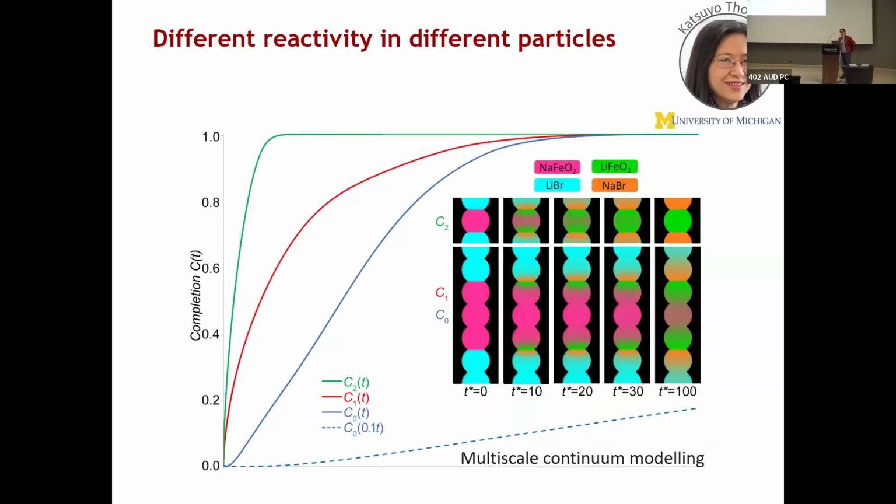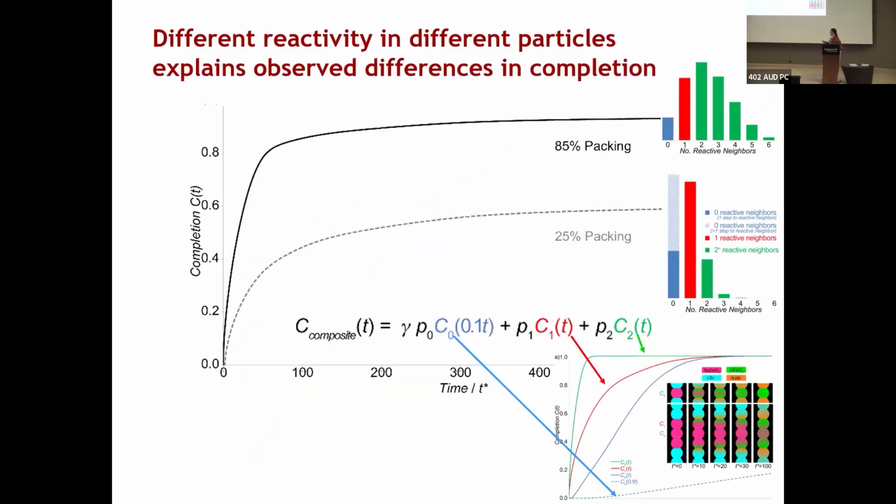We were fortunate to work with Katsuya Thornton's group at the University of Michigan, and they do multi-scale continuum models. They were able to come up with scenarios where we have particles next to 2 reactive neighbors, 1 reactive neighbor, and ones that were only connected indirectly via other particles. They can simulate what the reaction in each of those particles will look like, what the composition will look like over time. Then we can take that reaction progress and the number of nearest neighbors and just maths out what that's going to give us. And it gives us something almost exactly like what we're seeing experimentally.